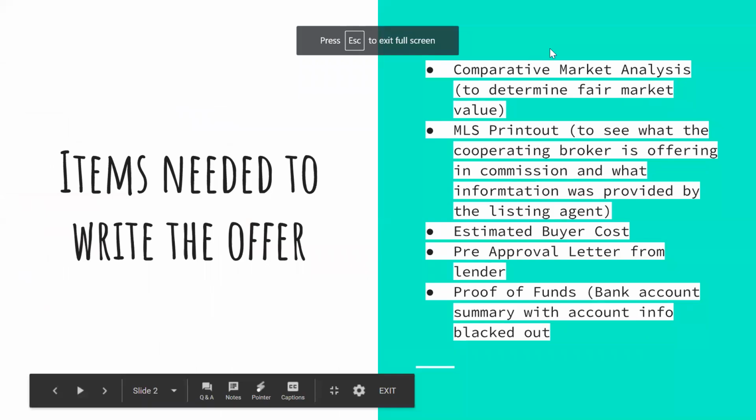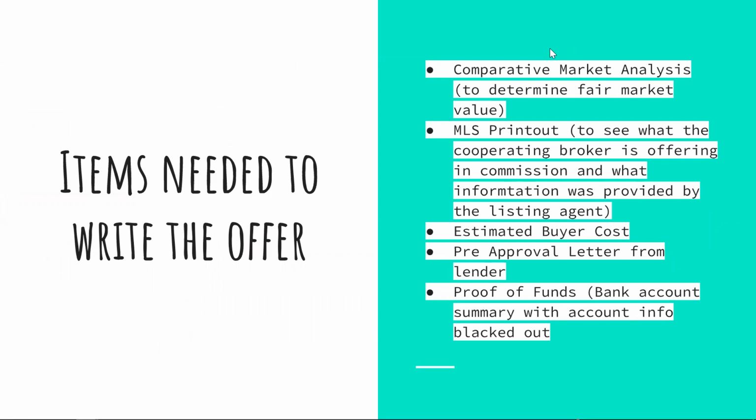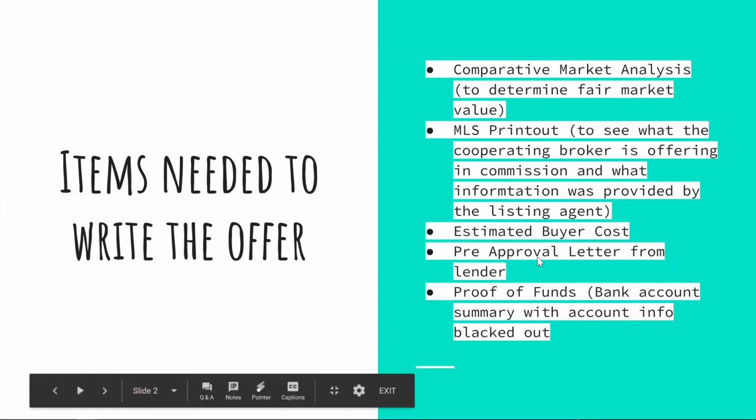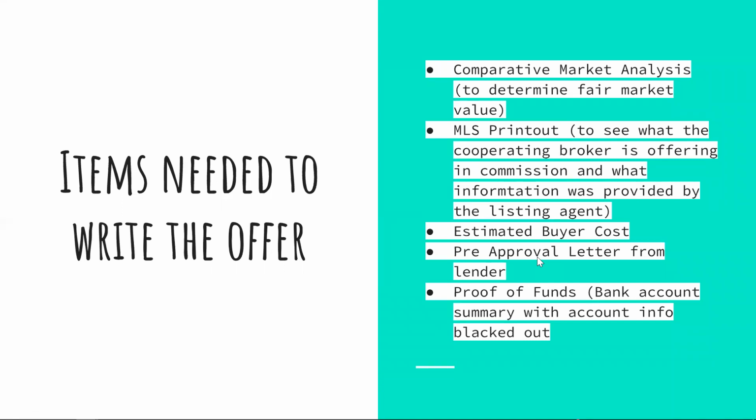So I'm going to want a comparative market analysis. This is to determine the fair market value, to make sure that we're offering a fair amount. The MLS printout, I want the agent view as well as the client view. Agent view is to see what the cooperating broker is offering in commission and what information is provided by the listing agent.